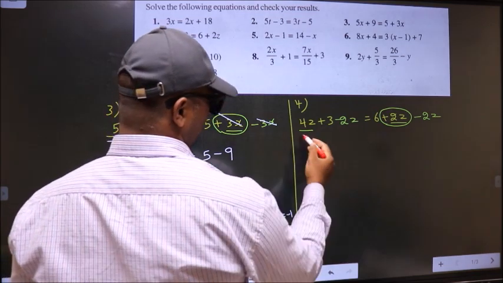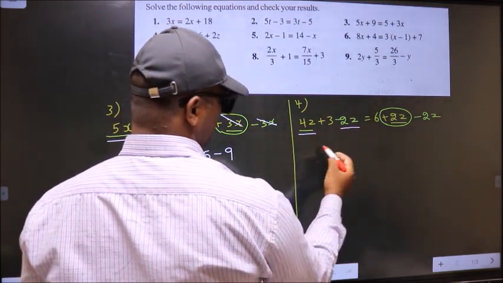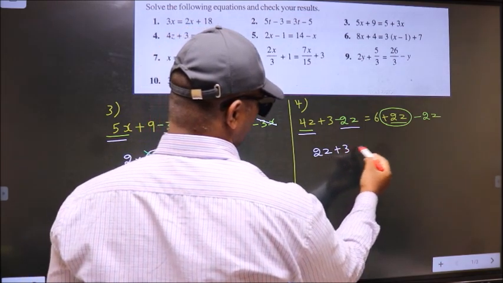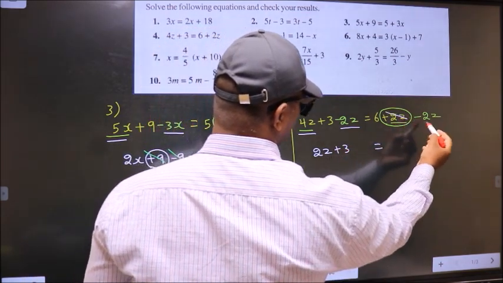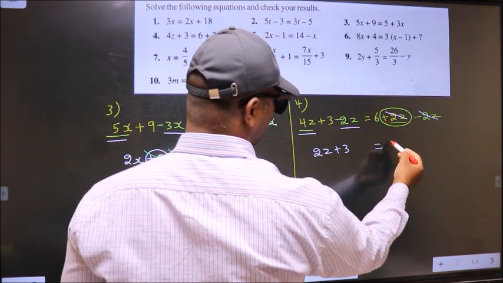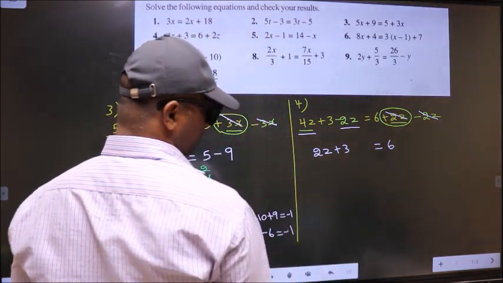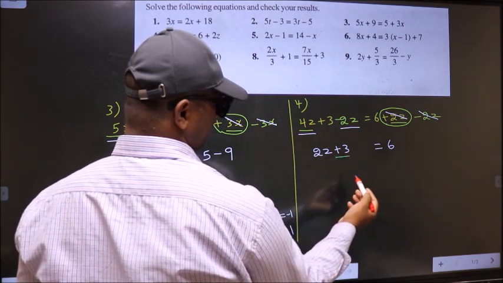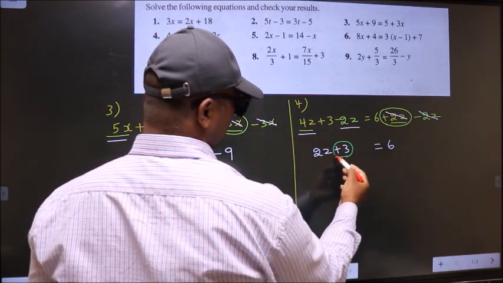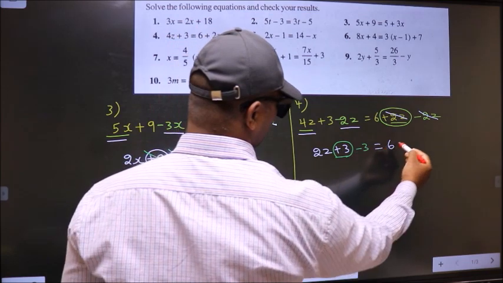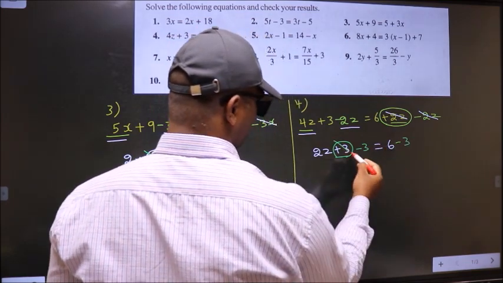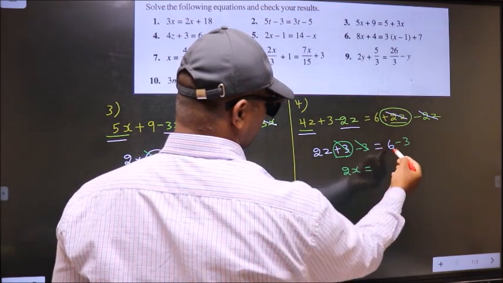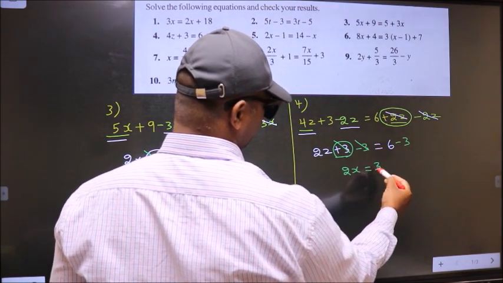So now 4z minus 2z is 2z plus 3 equal to, plus 2z minus 2z cancel out, you are left with 6. Now we should remove plus 3. So to remove plus 3, you subtract 3 on both sides. So this cancels out, you are left with 2z equal to 6 minus 3, 3.